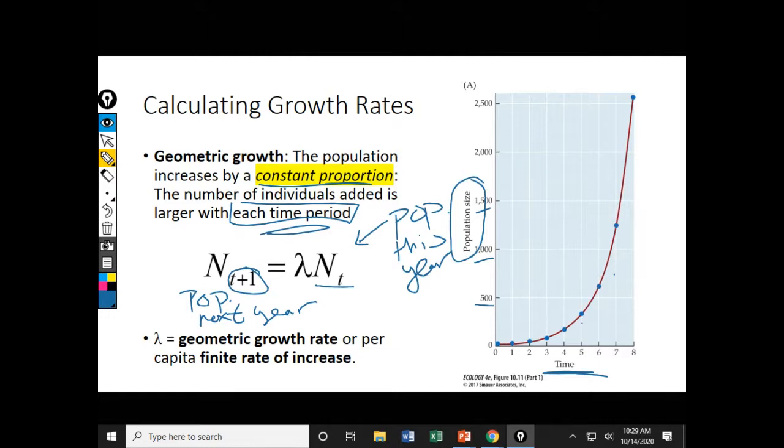So whatever that year is, we are adding the new guild of babies. And we're always adding the new babies by that constant proportion, whatever that growth rate is. Okay. Remember that growth rate is calculated by the fecundity and survival rate, those values that we got.